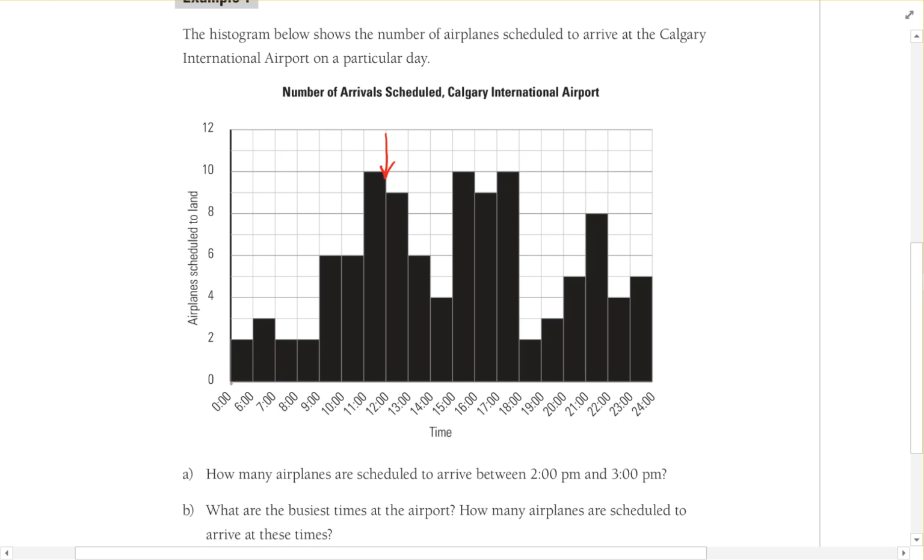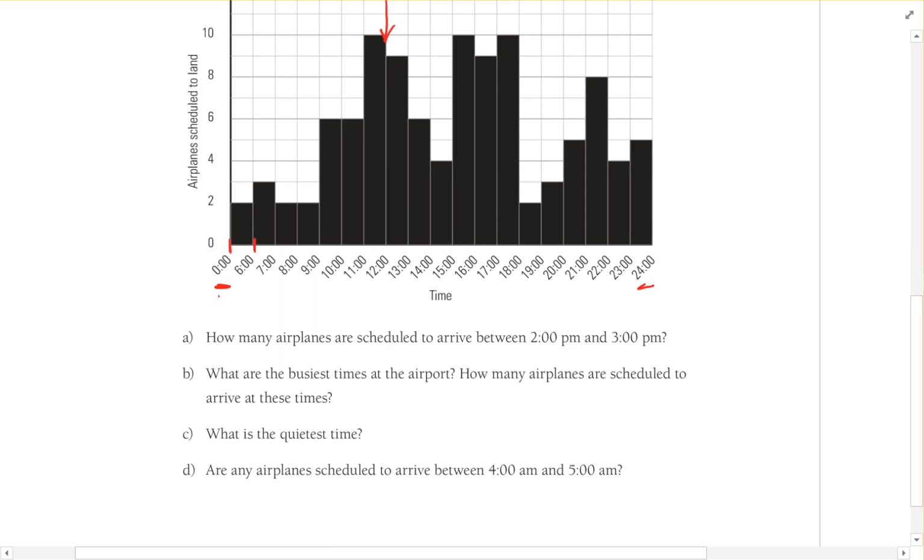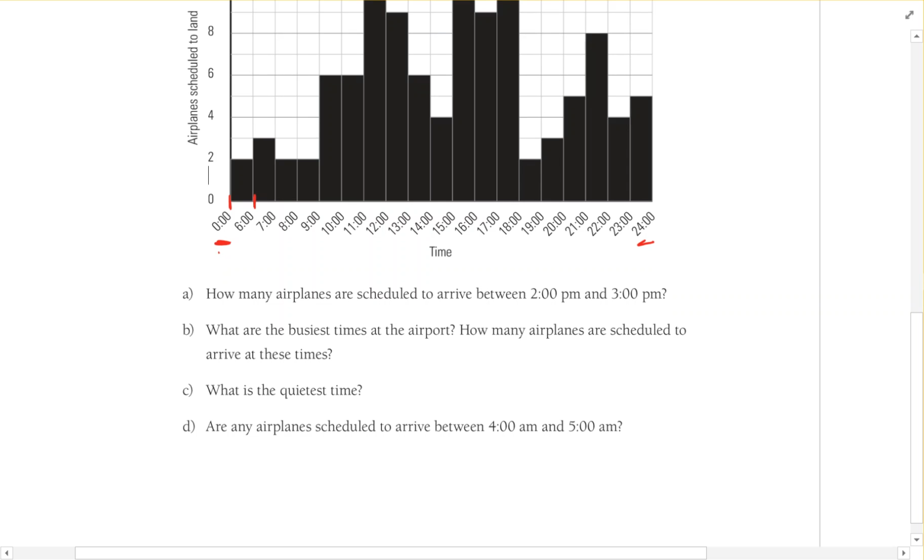What these bars represent is a certain amount of time along the bottom, or people or something, but it goes from 0 to 6 o'clock. So it's saying that in that time range from 0 to 6 o'clock, two airplanes came in. This is a 24-hour clock, if you're wondering why it starts at 0 and goes to 24. So within those 6 hours, two planes came in. That's how this is going to work. So we just need to be able to read these now.